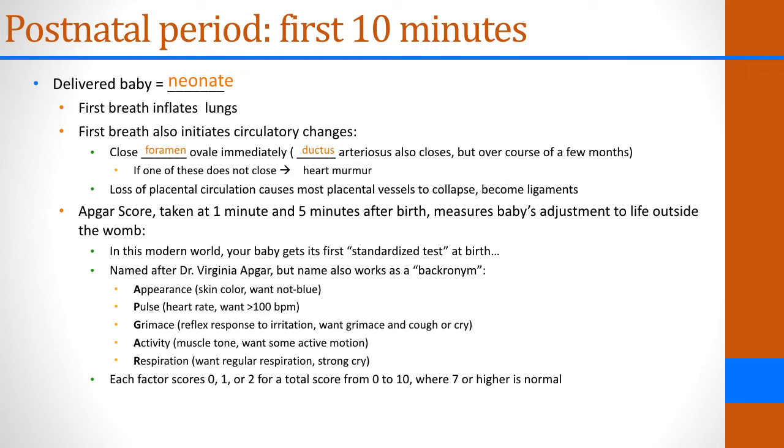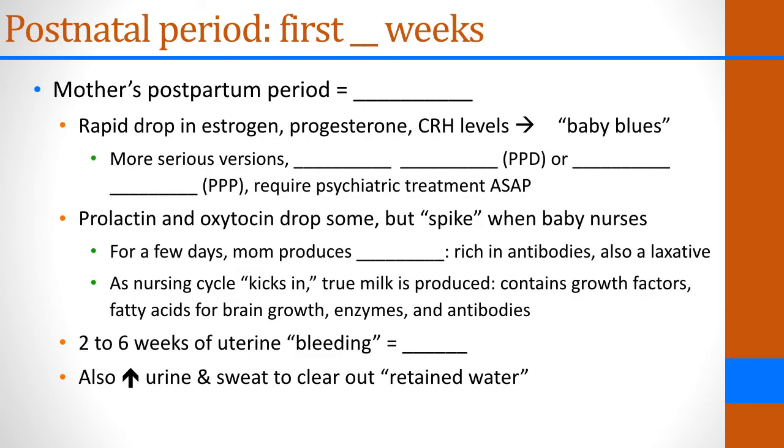Grimace, what this refers to is the reflex response to irritation. They want a grimace and cough or cry. Activity demonstrates muscle tone, so they want some sort of active motion. Finally, respiration. They are looking for regular respiration and a really strong cry at this point. So each of these factors scores a 0, a 1, or a 2. And they're hoping for a score that's 7 or higher, and you can get anywhere from 0 to 10. And if it's low, this could suggest some things about the neonate.